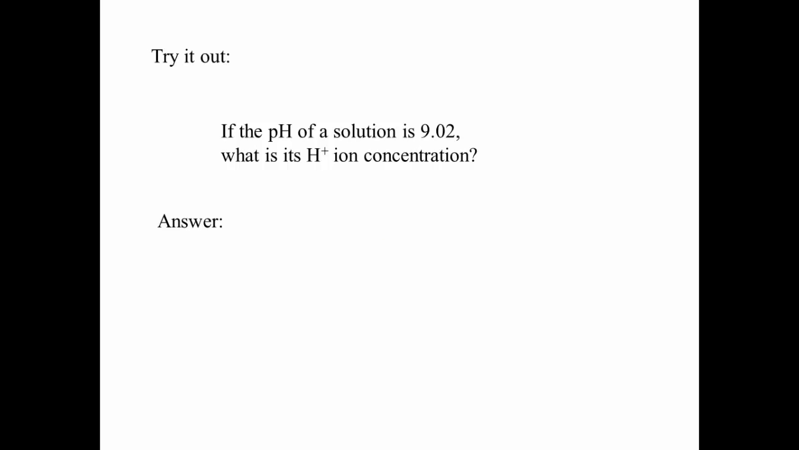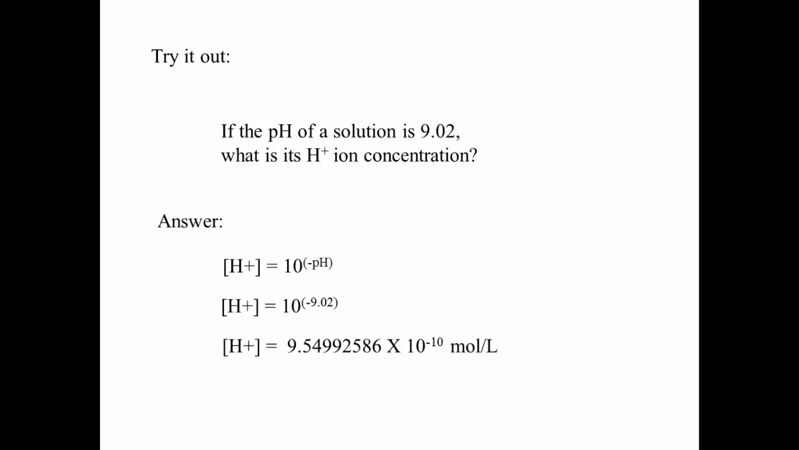Okay, let's go over the answer. So, if we use the equation hydrogen ion concentration is equal to the anti-log of the negative pH, we need to enter into the calculator negative 9.02 and then hit the anti-log function button. The answer should come out 9.5499 and so on times 10 to the minus 10. The units of concentration are moles per liter.